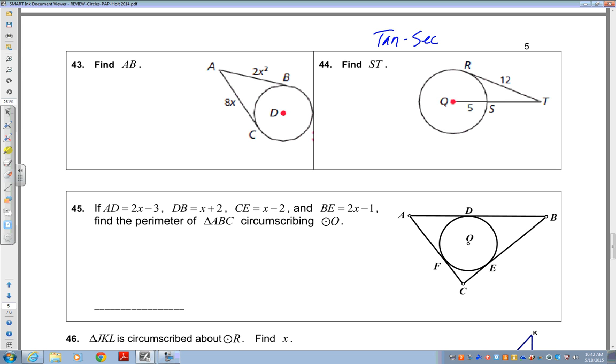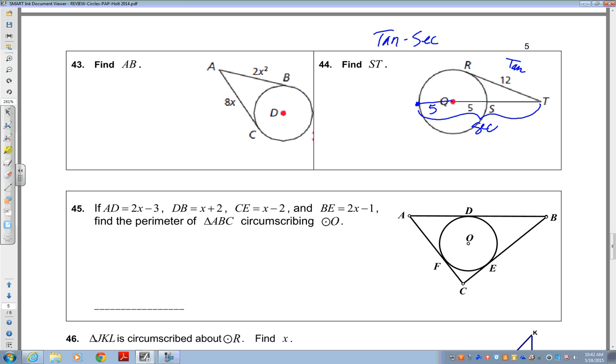No. You have a tangent. Yes, this is a tangent. But Q to T is not a secant. You would have to add the radius at that point to create the secant. Okay, by doing that, that means that's 5 as well. And now this would be your secant.